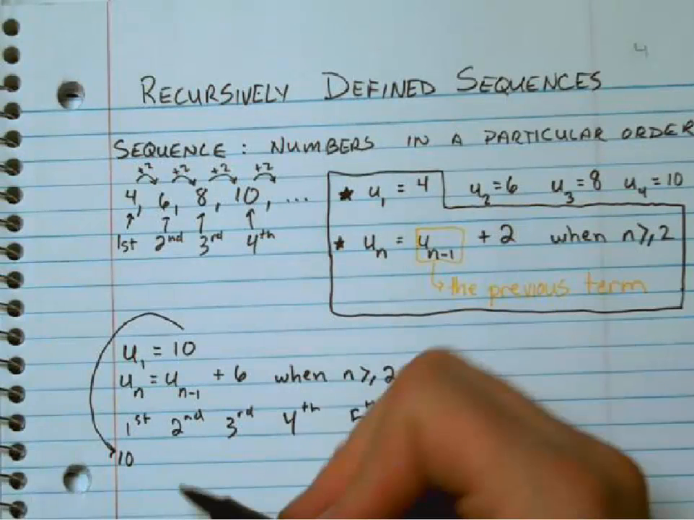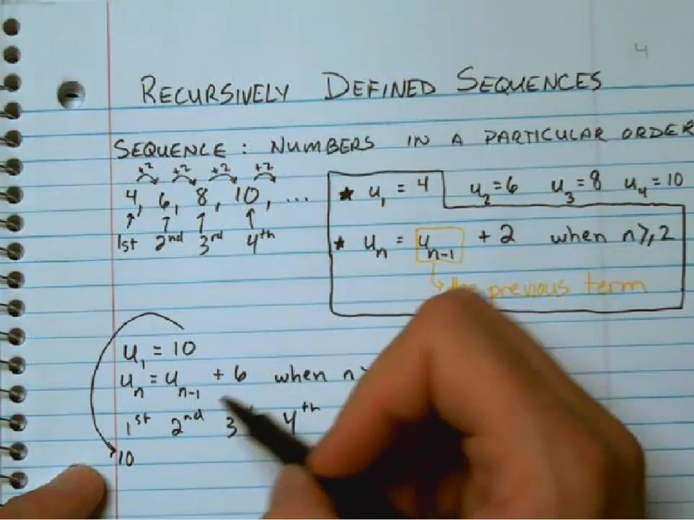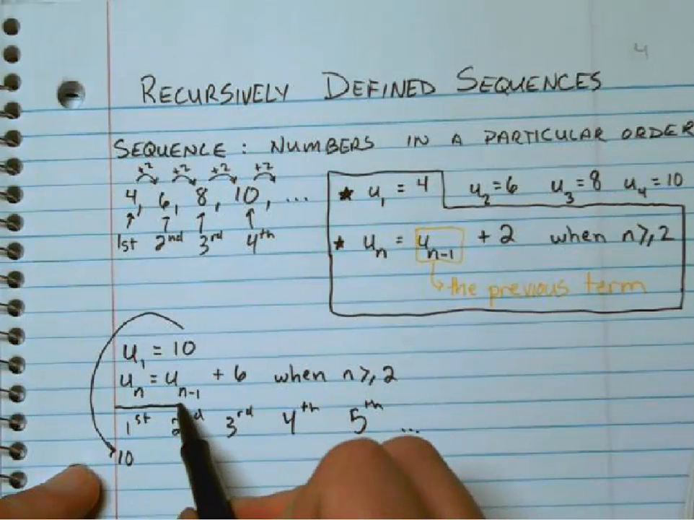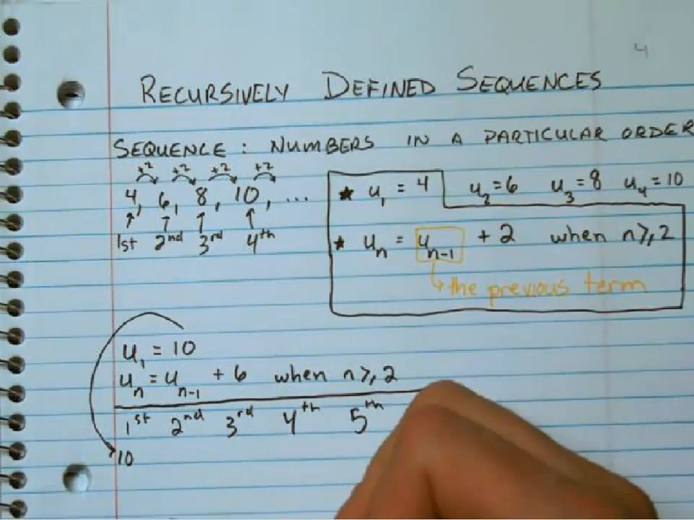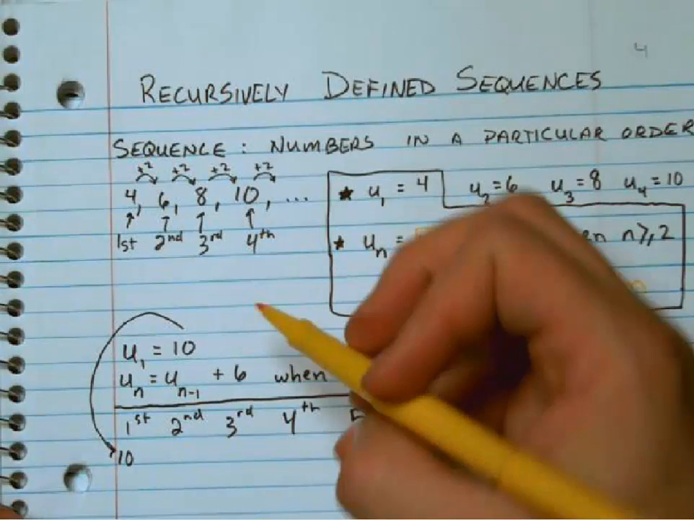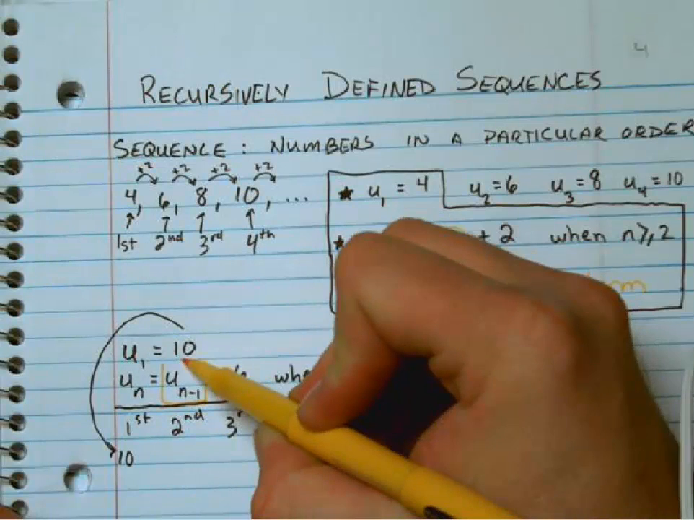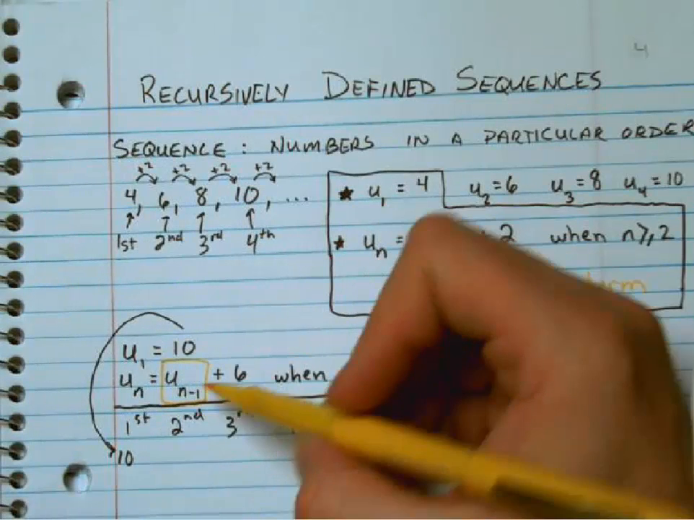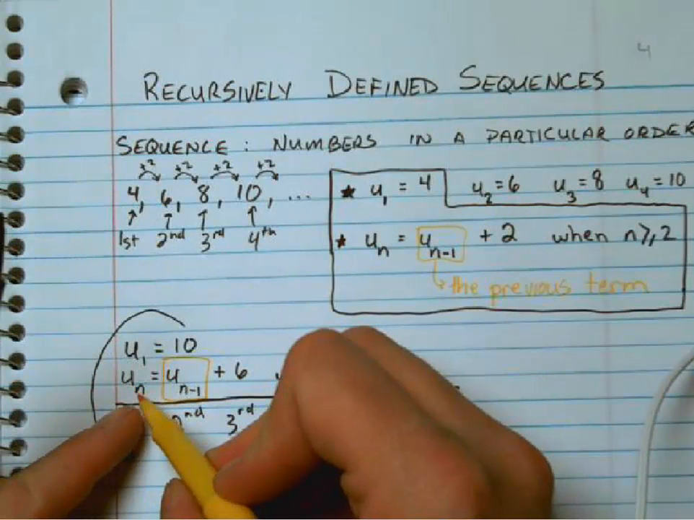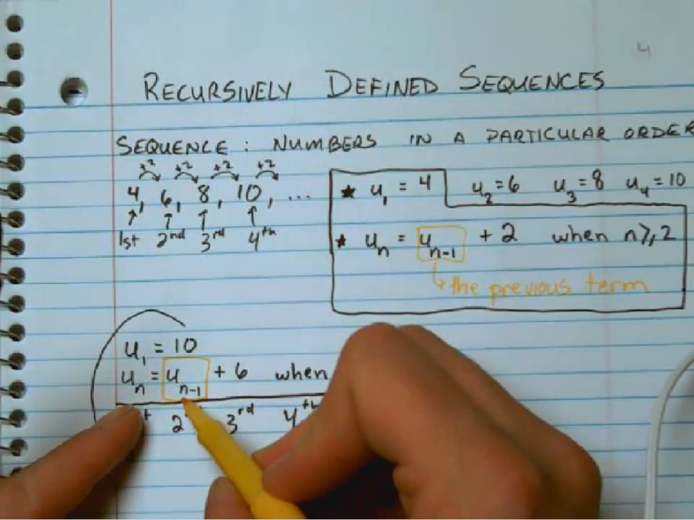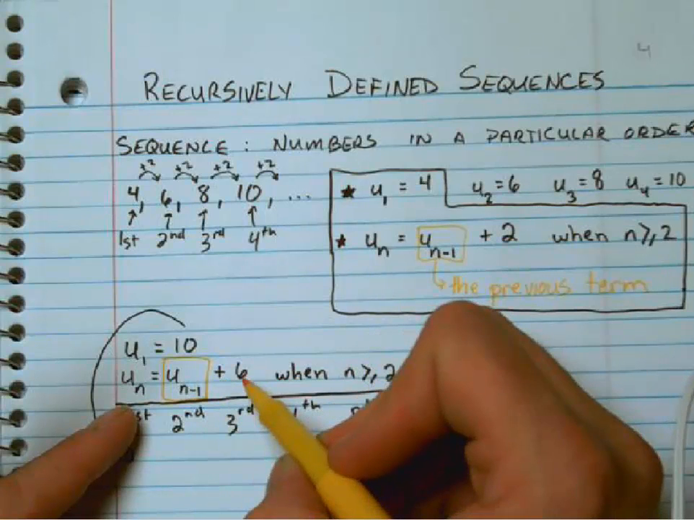Now the second term, it doesn't tell me a second term. N is 2, so I have to use this rule. You know what, I'm going to draw a line right here to help me separate those things visually. So this rule, what the heck does this mean? U sub n is equal to u sub n minus 1, I'm going to draw a box around that because that's like one big thing, plus 6. So if n is 2, u sub 2 is equal to u sub 2 take away 1, 2 take away 1 is 1, plus 6.